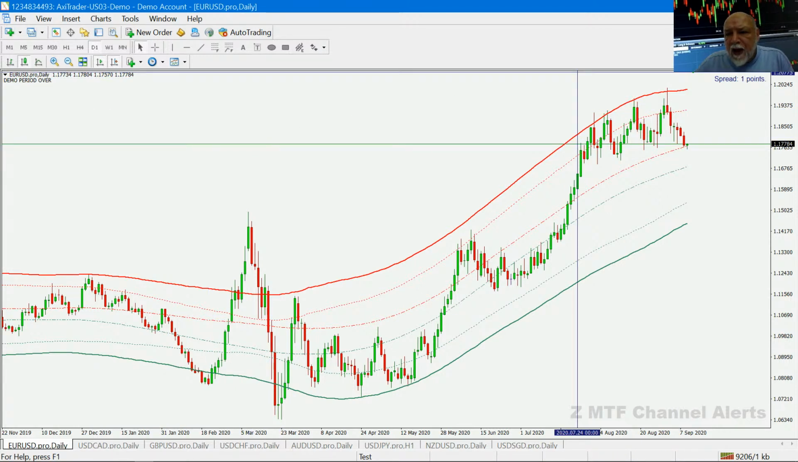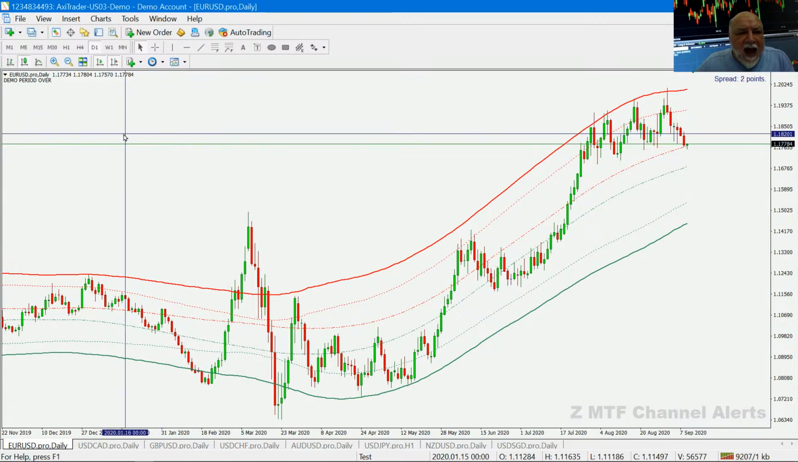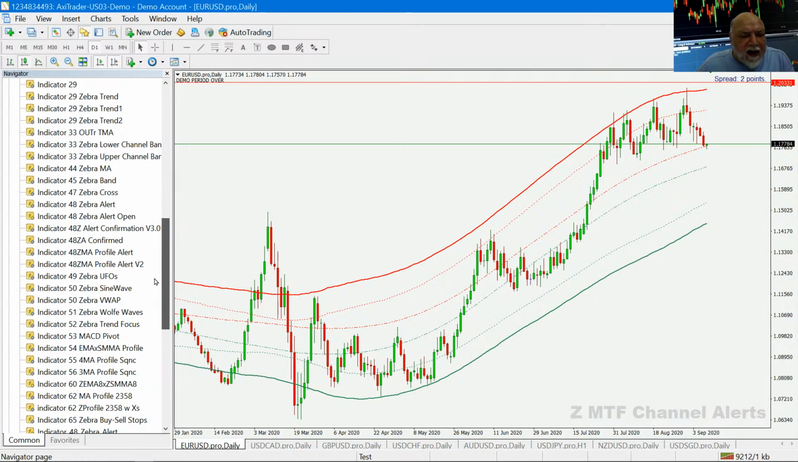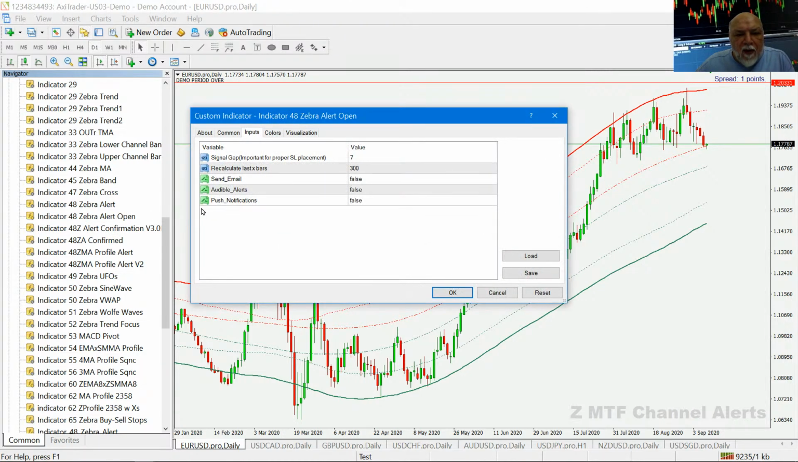And so let's add an indicator here that I've got. So I'm going to go ahead and add the alert. There's the alert, zebra alert. And this looks back 300 periods, 7 points, just as a reference so that I can put in stops and things like that. So let's go ahead and say okay.